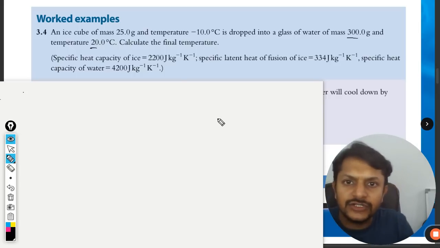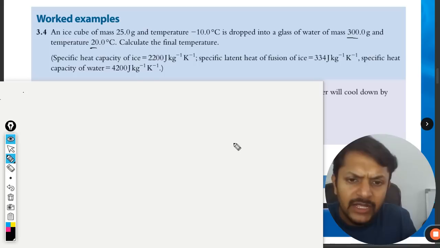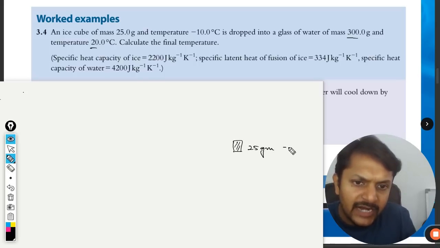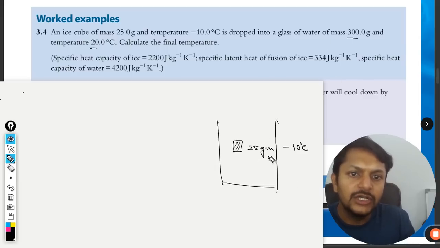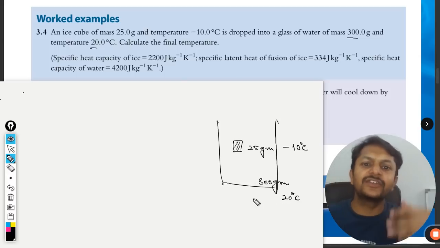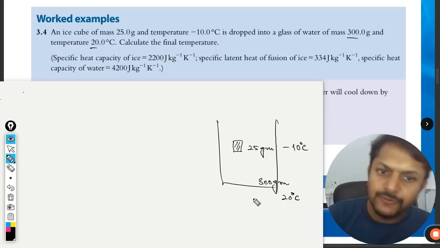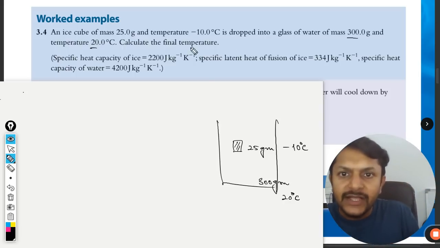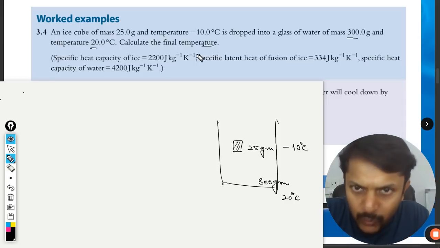So heat lost by the hot body. So the ice cube of mass 25 gram. So let's say there is this ice cube which is 25 gram and the temperature is negative 10 degrees centigrade. It is dropped into water. So the water is 300 grams and the temperature is 20 degrees C. Obviously 300 gram is too much. It's a very big mass comparative to 25 grams. So obviously the ice will melt. Calculate the final temperature. So ice should be melting and everything will become liquid.